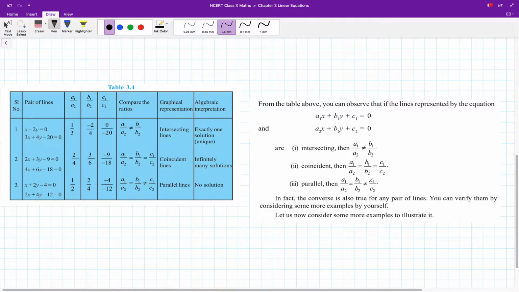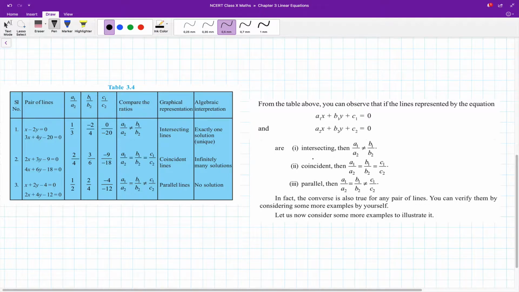Now, why these things happen? Why, if the ratios are equal, they are coincident? Why, if these ratios are equal but this one is not equal, then we have parallel lines? And why, if these ratios are not equal, they are intersecting? These concepts will come later when we understand the slope of lines and the concept of x-intercept and y-intercept, but those are for later.